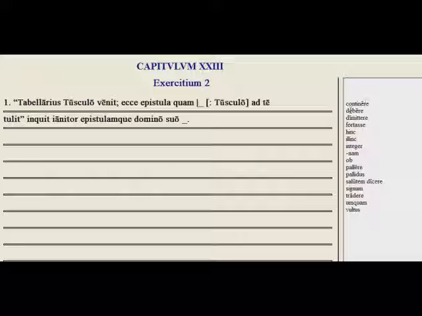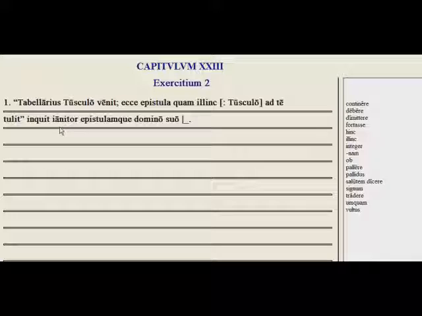Exercitium secundum, we have our vocab exercise. You know the drill for your vocab. Tabellarius Tusculo venit, ecce epistola quam blank ad te tulit, inquit janitor epistolamque domino suo blank. So the mailman, the tabellarius, came from Tusculum. Again, venit is the perfect of venit. So came from Tusculum. Look at the letter which he brought, tulit, from ferre, to you from Tusculum. And here, instead of from Tusculum, we want from there. And the new word we learned for that is illinc.